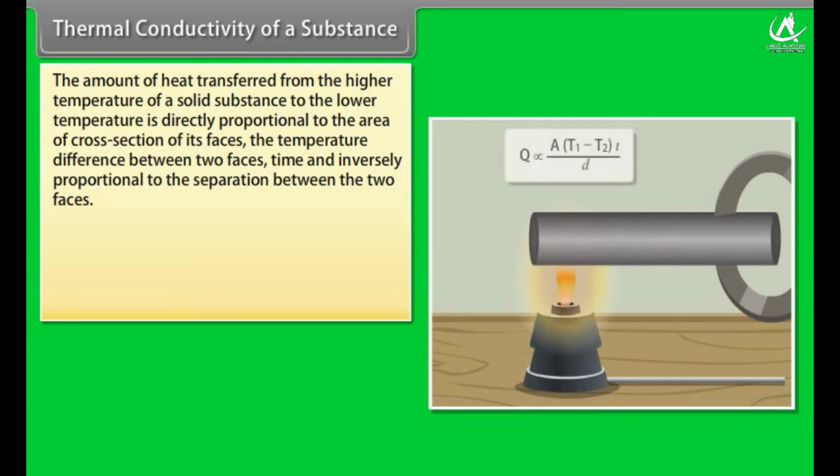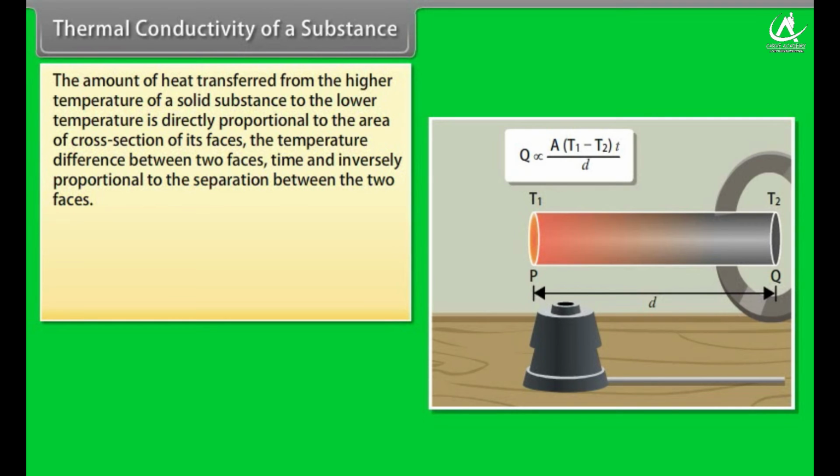Thermal conductivity of a substance. The amount of heat transferred from the high temperature of a solid substance to the lower temperature is directly proportional to the area of cross-section of its faces, the temperature difference between the 2 faces, time, and inversely proportional to the separation between the 2 faces.